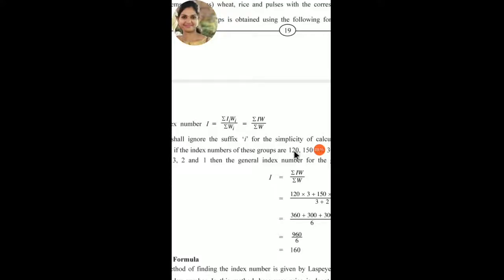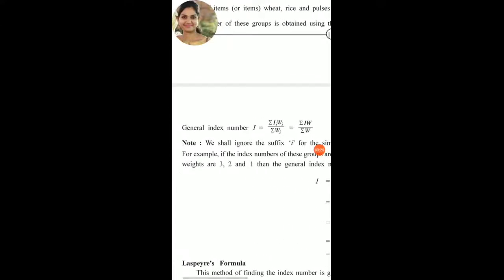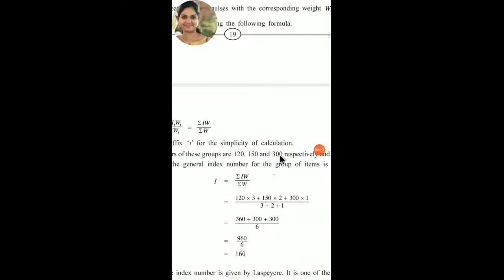Here what is the weight of the first group? The first group is 120 and its weight is 3. So I into W: 120 into 3, plus, sigma means summation, second group 150 into 2, right? And the third group is 300 into 1. So 120 into 3 is 360. 150 into 2 is 300, and 300 ones are 300. Total upon 3, 2 and 1 is 6. So you will get your index number: 960 upon 6, 160. Let me try to show this type of sum in the exercise.